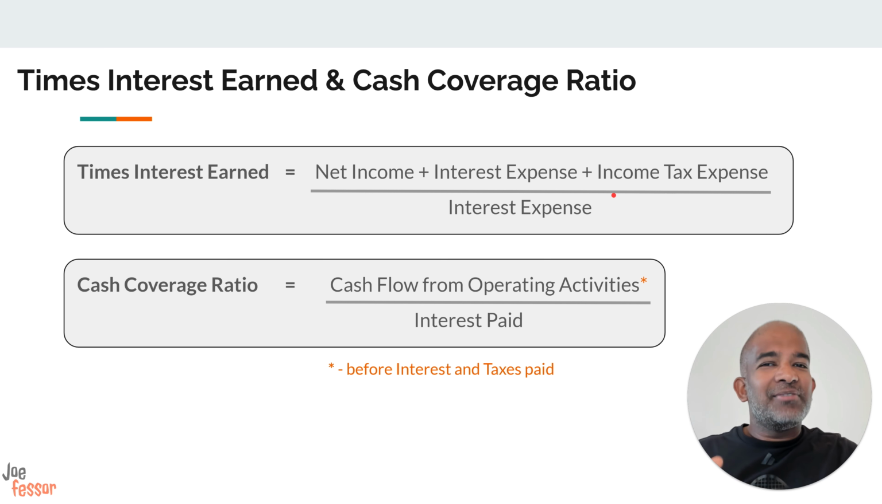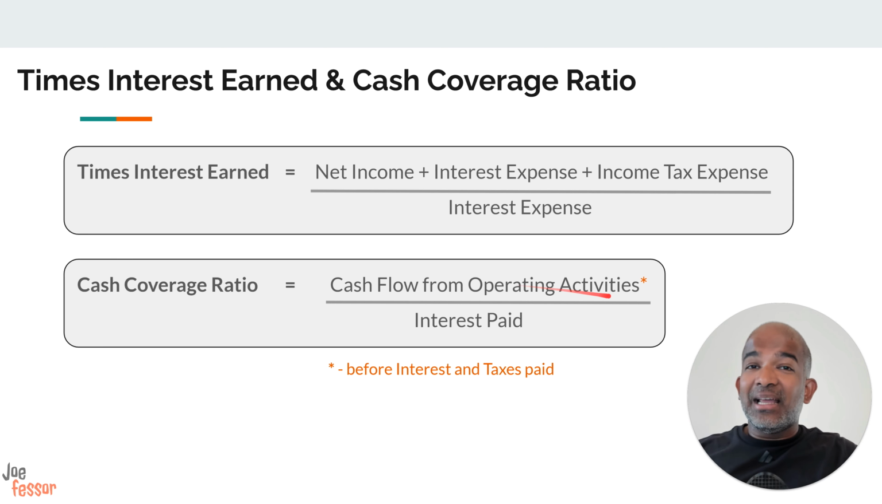Alright, our first measure is the times interest earned ratio. This is a safety ratio that measures the amount of income generated to cover the fixed interest payment obligation. The higher the ratio, the greater the margin of protection for creditors. Notice the numerator, we add back interest expense and income tax expense to net income. This calculates the income available before these mandatory fixed charges were subtracted.